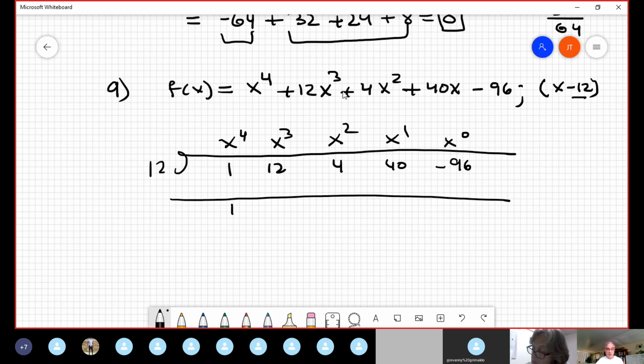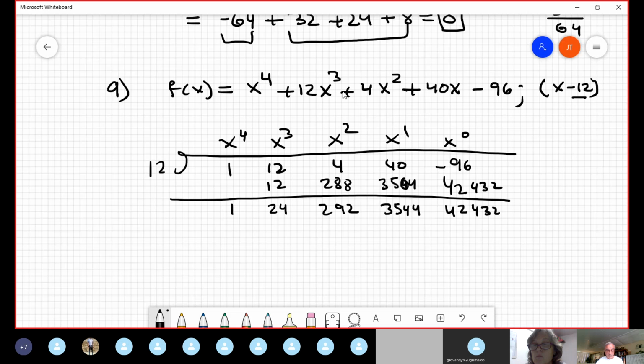Bring down 1, multiplication is 12, is 24. And you see it doesn't work. When you multiply, wow, you put in a calculator, of course, 24 times 12, you get 288. You combine here, it's 292. When you multiply, wow, increasing the number, is 3,544. When you add in this guy, 3,500. And when you multiply, wow, a huge number, it's 42,432.